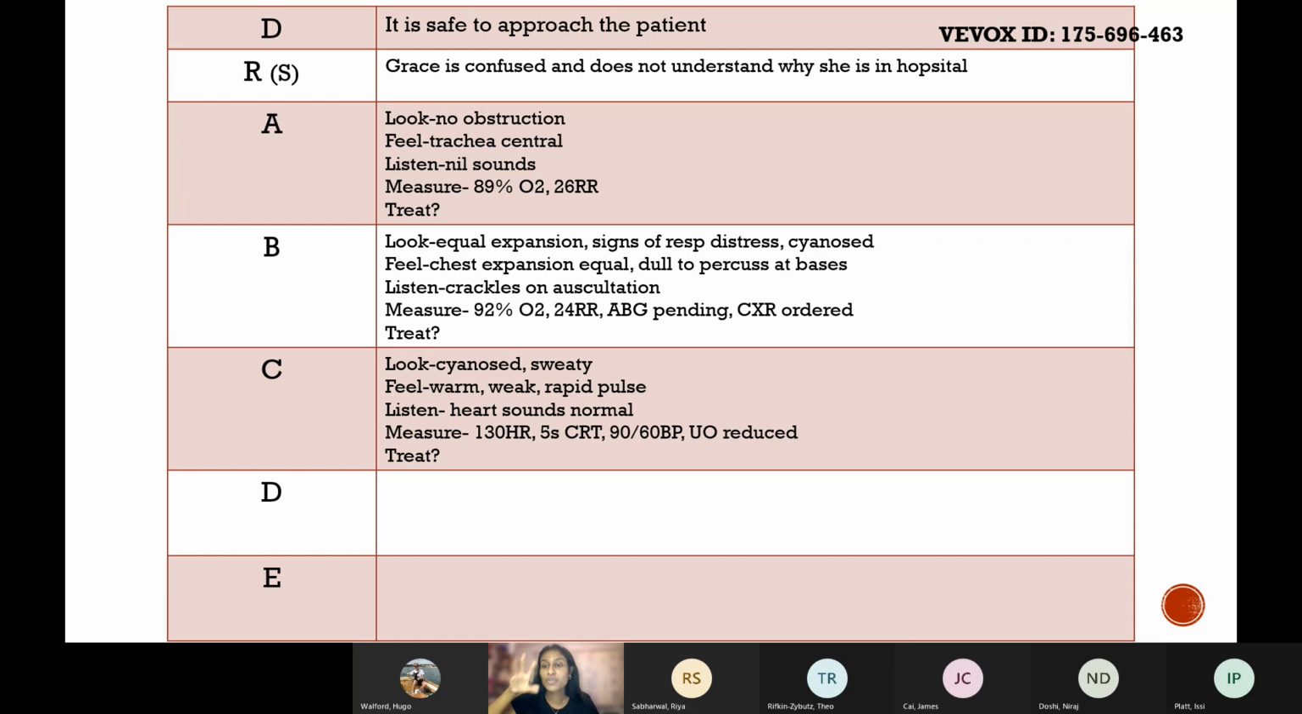So you're looking, feel for edema. Excellent. So you're looking for any cyanosis. So the patient's cyanosed, she's sweaty, she feels quite warm. There's a weak and rapid pulse. Heart sounds are normal. And so you do your long list of measurements. So the heart rate's 130. Capillary refill time is 5 seconds. And blood pressure is 90/60. And your urine output's reduced. So what sorts of things do you guys want to do at this point, given those figures?